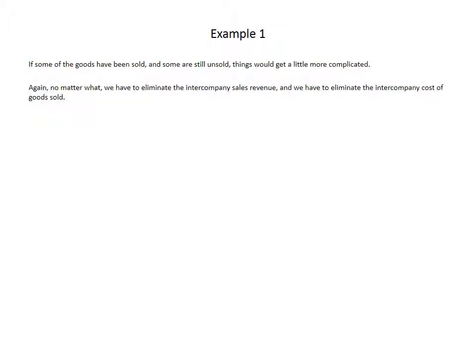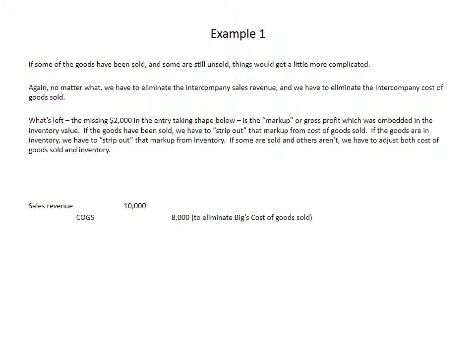So again, no matter what, we have to eliminate the intercompany sales revenue, and we have to eliminate the intercompany cost of goods sold. So we do that. Now, again, what's left? The missing $2,000 in the entry taking shape below is the markup, or the gross profit, which was embedded in the inventory value. If the goods have been sold, we have to strip out that markup from cost of goods sold. If the goods are still in inventory, we have to strip out that markup from inventory. If some are sold and others aren't, we have to adjust both cost of goods sold and inventory.